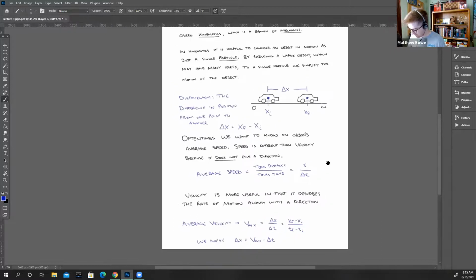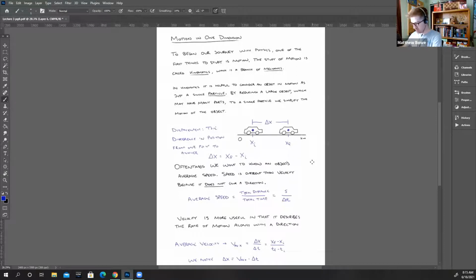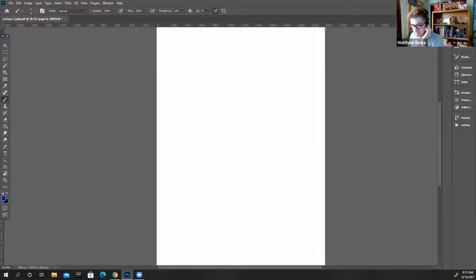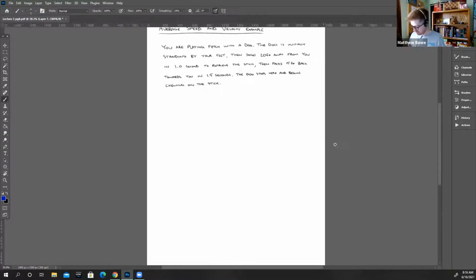Okay, so we're on our way to actually measuring things that are moving. We're going to be doing an example up next, and let me pull it up. Okay, so we're going to be doing this example, average speed and average velocity. So the problem is, let me zoom in a bit.